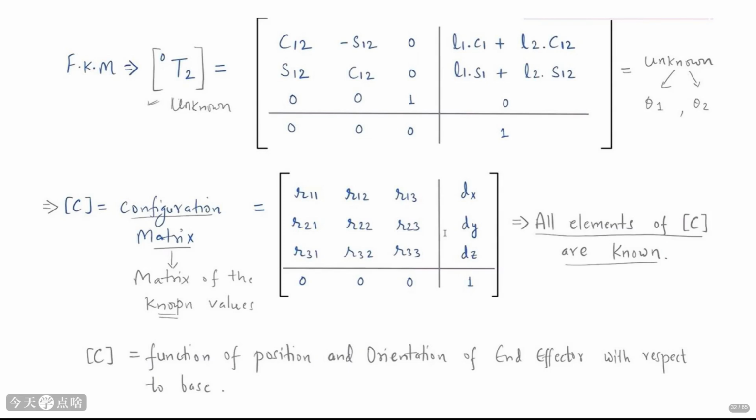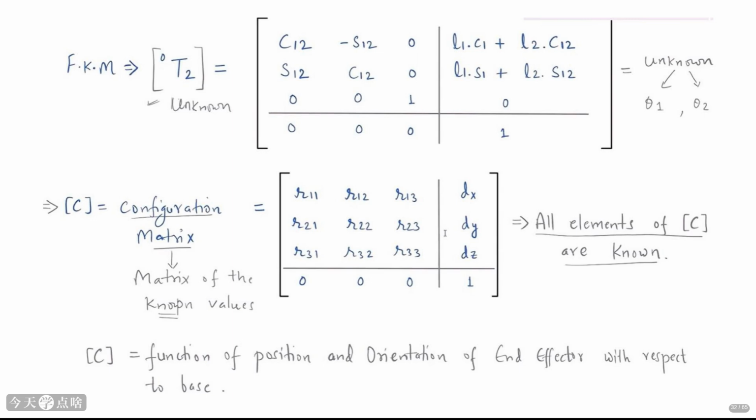We start with the forward kinematics equations for the position part. The x-coordinate is dx equals L1 times C1 plus L2 times C12. The y-coordinate is dy equals L1 times S1 plus L2 times S12. Here, C1 equals cosine of θ1, S1 equals sine of θ1, C12 equals cosine of θ1 plus θ2, and S12 equals sine of θ1 plus θ2. We need to solve for θ1 and θ2. The matrix C represents the desired configuration matrix, which contains the known values dx, dy, and the unknown joint angles θ1 and θ2.